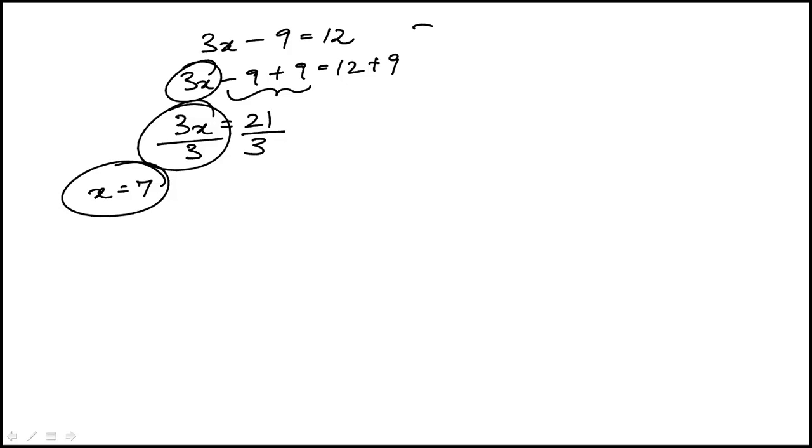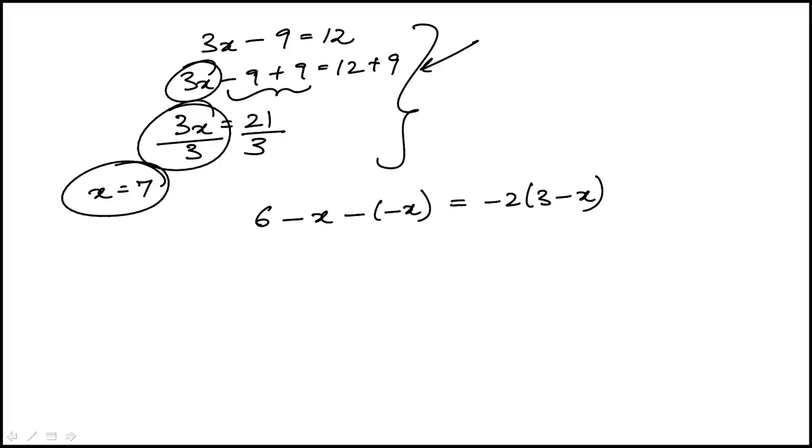Of course, on the GRE they're not going to have examples like this. This is too easy. I would say a more typical example would look like: given 6 minus x minus minus x is equal to minus 2 times 3 minus x, and the question is, solve for x. So something like this would be more typical, where there's a lot of confusion with these negative signs. So it becomes 6 minus x minus of minus x is plus x. And here we're going to distribute this minus 2 over the two terms. It becomes minus 6 minus 2 times 3.